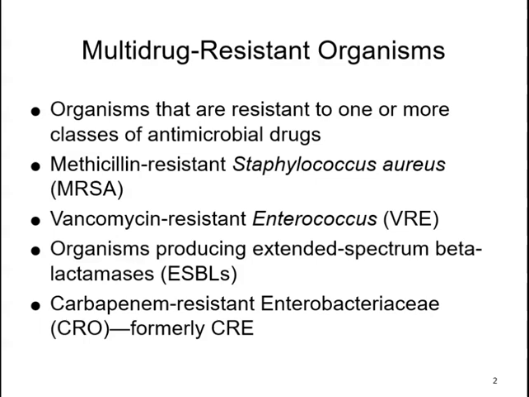Some of the most common that you're going to see in healthcare settings include MRSA, which is resistant to methicillin, vancomycin-resistant enterococcus, called VRE, organisms that produce extended spectrum beta-lactamases, so ESBLs, often seen in the urine. And we used to have something called CRE, which we now call CRO, and that's basically resistant to carbapenem.